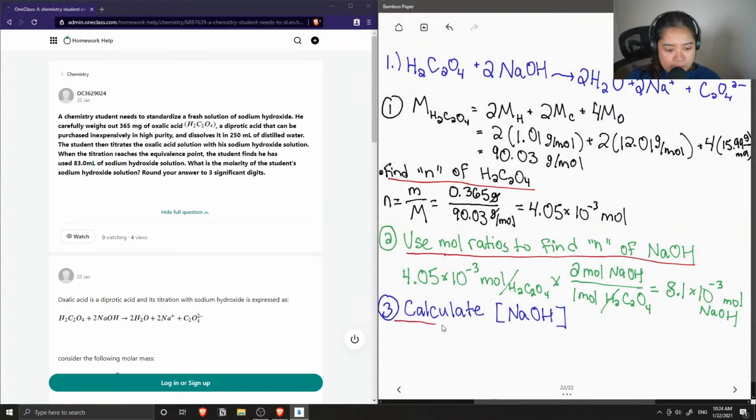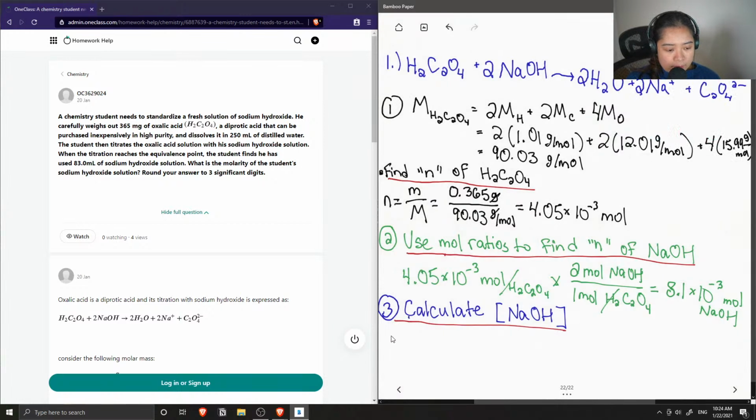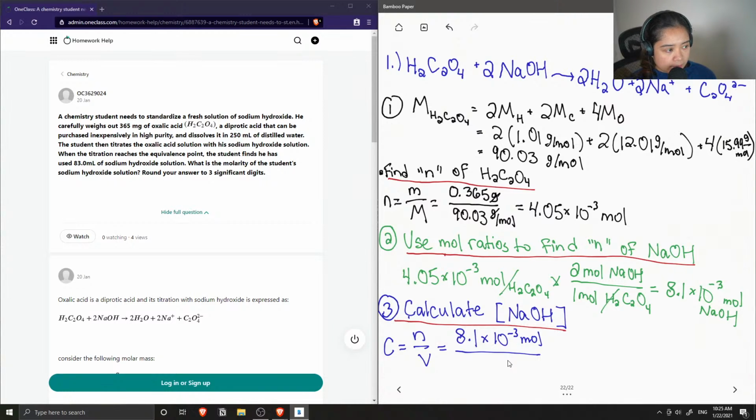Calculate the concentration of sodium hydroxide. Okay, so we know that concentration is equal to the number of moles over volume. So we found our number of moles in the previous step, which was 8.1 times 10 to the negative 3. And the volume of sodium hydroxide was given in the question. So he used 83 milliliters of sodium hydroxide to react with the oxalic acid.